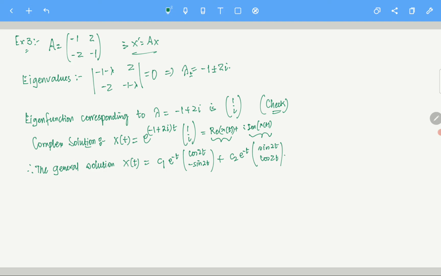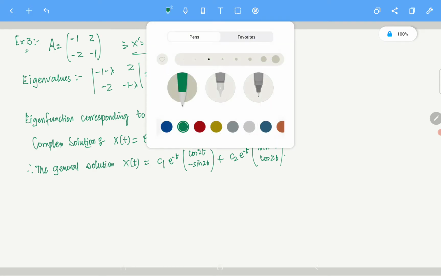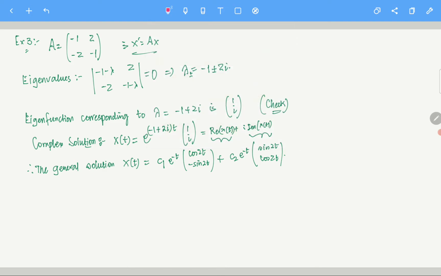Now please pay very close attention to what I am doing. First things first, in this case there is e power minus t. Now it may happen that for some problem where you are getting eigenvalues, maybe I can make a small note here. Maybe I can use red, but I don't have a red pen. This is the maximum red which I get. Okay, so let us do it.